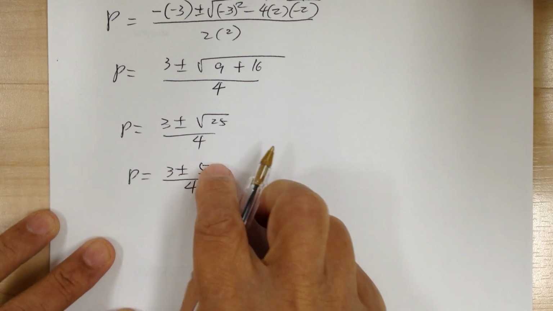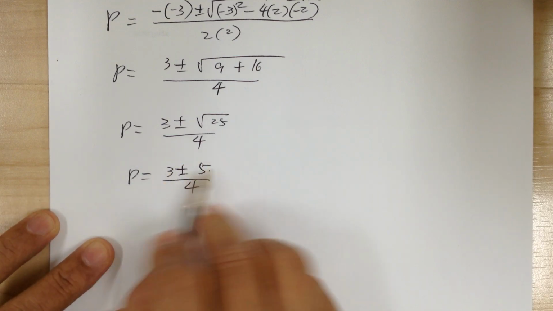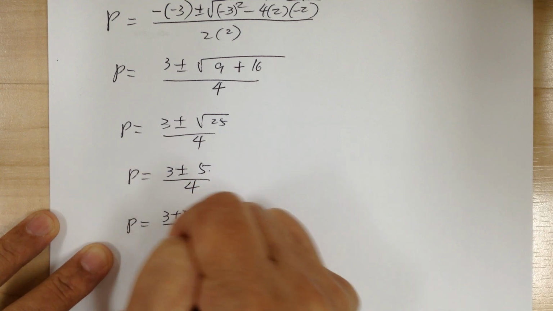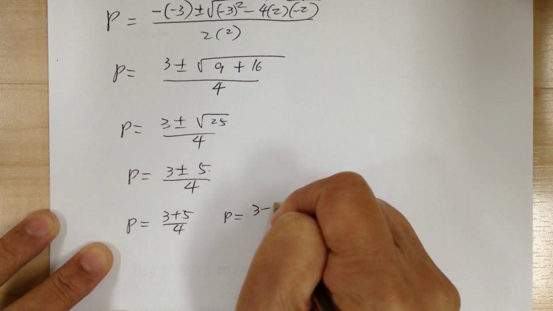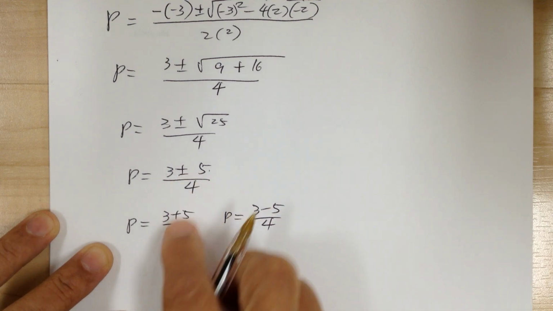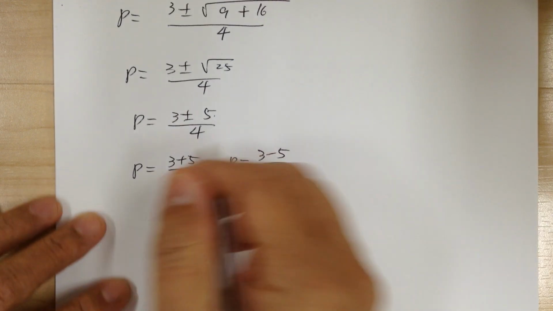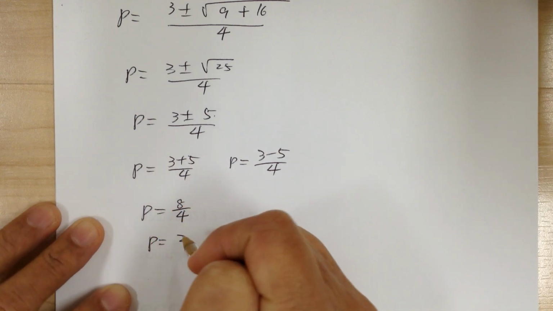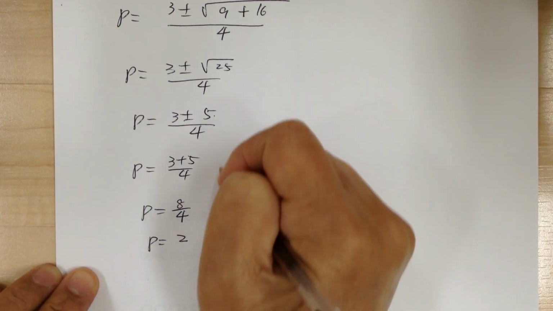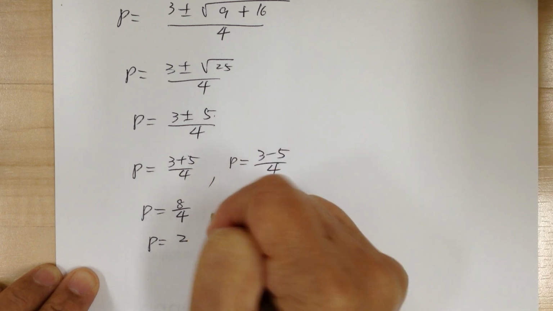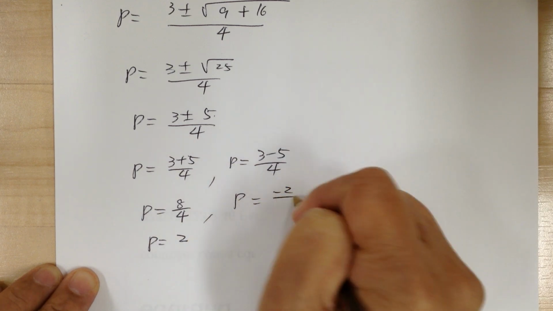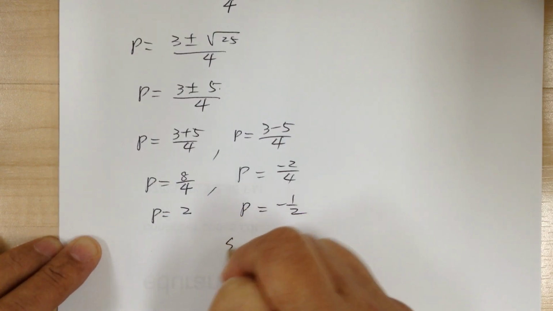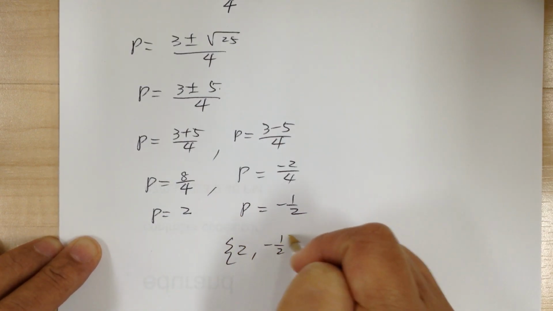Now if you notice they are the same kind of number, both are integers, that means you can simplify. So you need to go ahead and separate the plus from the minus, so you can simplify. So p equal to 8 over 4, so p equal to 2. And over here, p equal to negative 2 over 4, so p equal to negative 1 over 2. Okay, so your answer would be 2 comma negative 1/2.